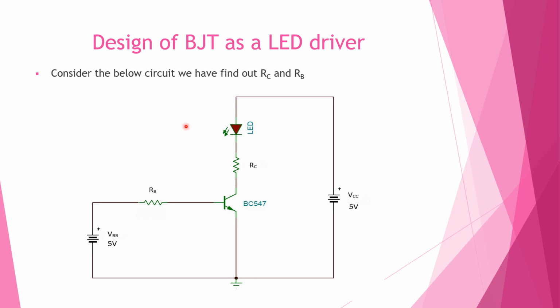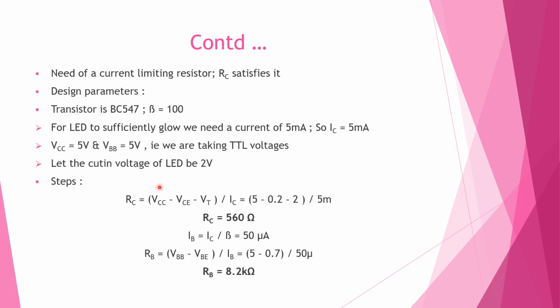So now we'll look at the design of that. Consider the below circuit. We have to find out RC and RB. First we'll consider the collector emitter loop. To glow an LED, there is a need for a current limiting resistor. Suppose we give 5 volt to the LED, we cannot predict how much current it will take. It can take up to 100 milliamperes, and finally it may damage the LED. So we need a current limiting resistor. Here RC satisfies it. RC is in the loop, so the collector resistor satisfies it.